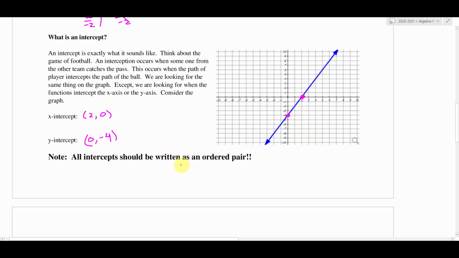So a lot of students might be tempted to say, well, the x-intercept is at 2. If you write your answer like this in MyOpenMath, it'll count it as wrong. Some of you might go 2, 0 and forget your parentheses. MyOpenMath will count that wrong. You have to write it as an ordered pair, complete with its full coordinate and a set of parentheses around it. If you leave any of that out, MyOpenMath won't count it as right.